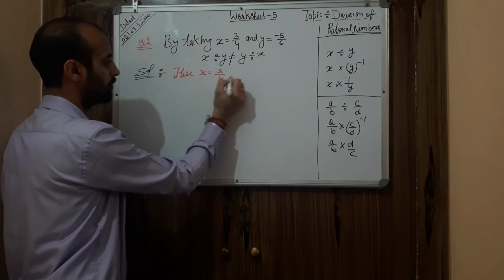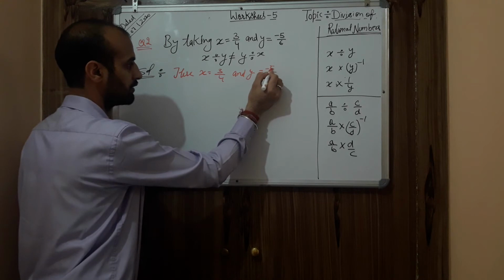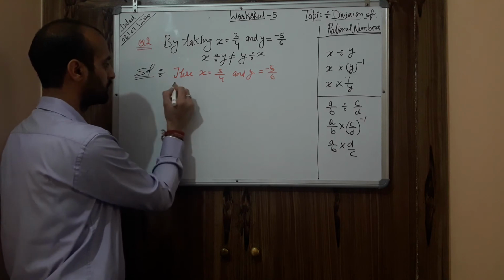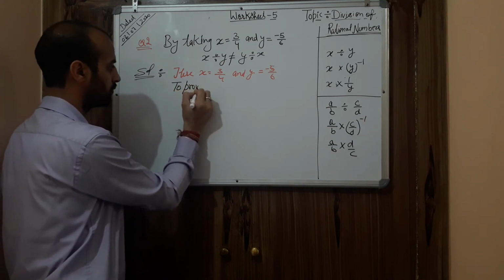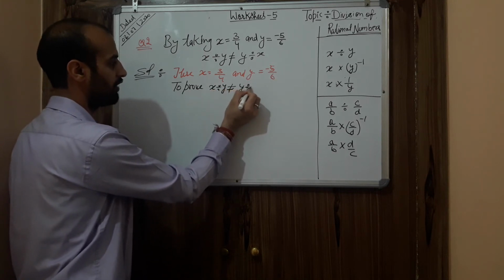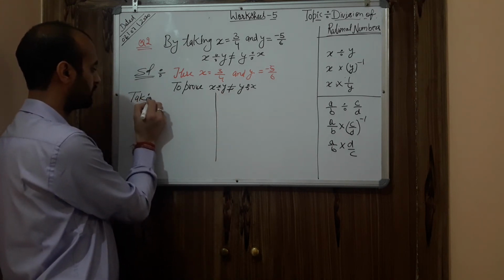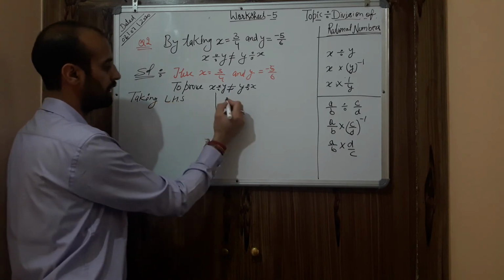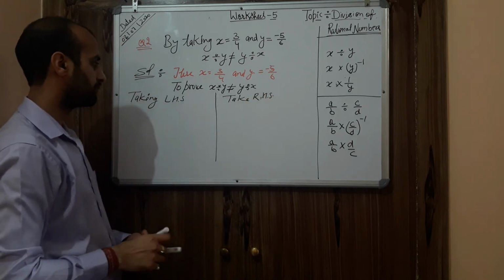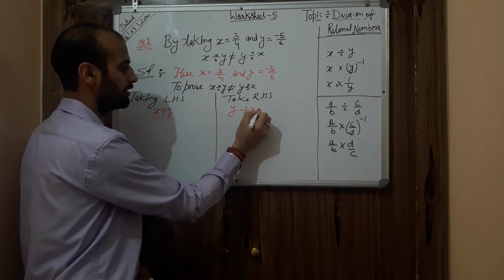As I told you how to start, first write what is given to you. Here x is given as 3 upon 4 and y is given as minus 5 upon 6. What you are interested to prove, write that: to prove x divided by y is not equal to y divided by x. As I told you, take the left hand side and right hand side separately. The left hand side is x divided by y, and on the right hand side we have y divided by x.